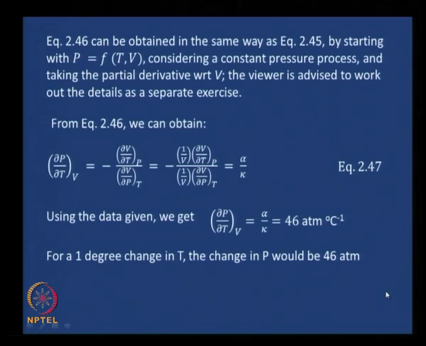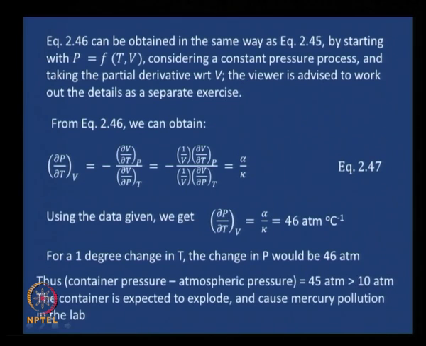What the container can withstand is only 10 atmospheres, and the container pressure minus atmospheric pressure is 46 minus 1, that is 45 atmospheres, since atmospheric pressure is 1 atmosphere. It is much greater than the 10 atmospheres that the container can withstand, and therefore, the container can be expected to explode and cause mercury pollution in the lab.